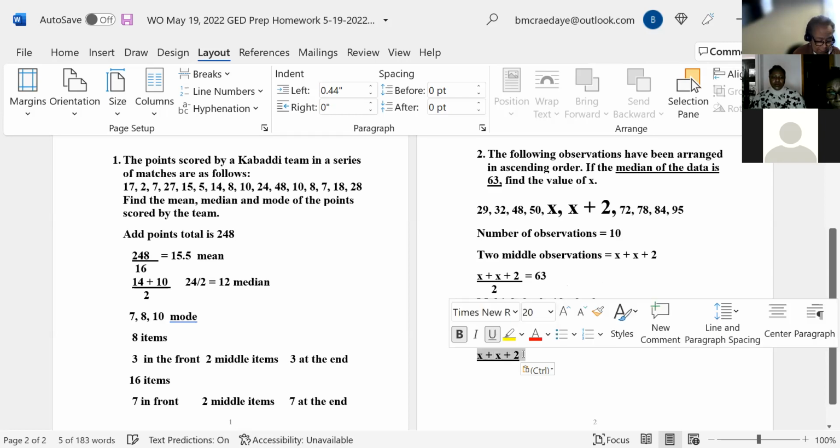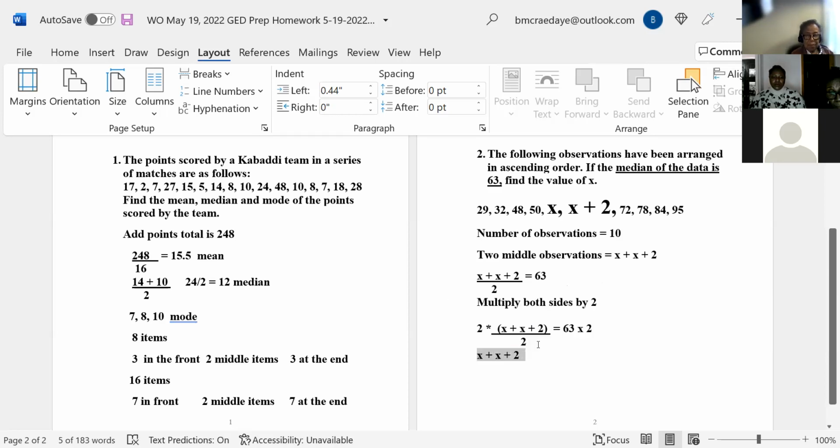No underline. 2 divided by 2 is 1. So 1 times this expression is just that expression, right? Like if this were just x, it would just be x left, but it's this whole expression left. 2 over 2 is 1. 1 times this expression is equal to x plus 2.